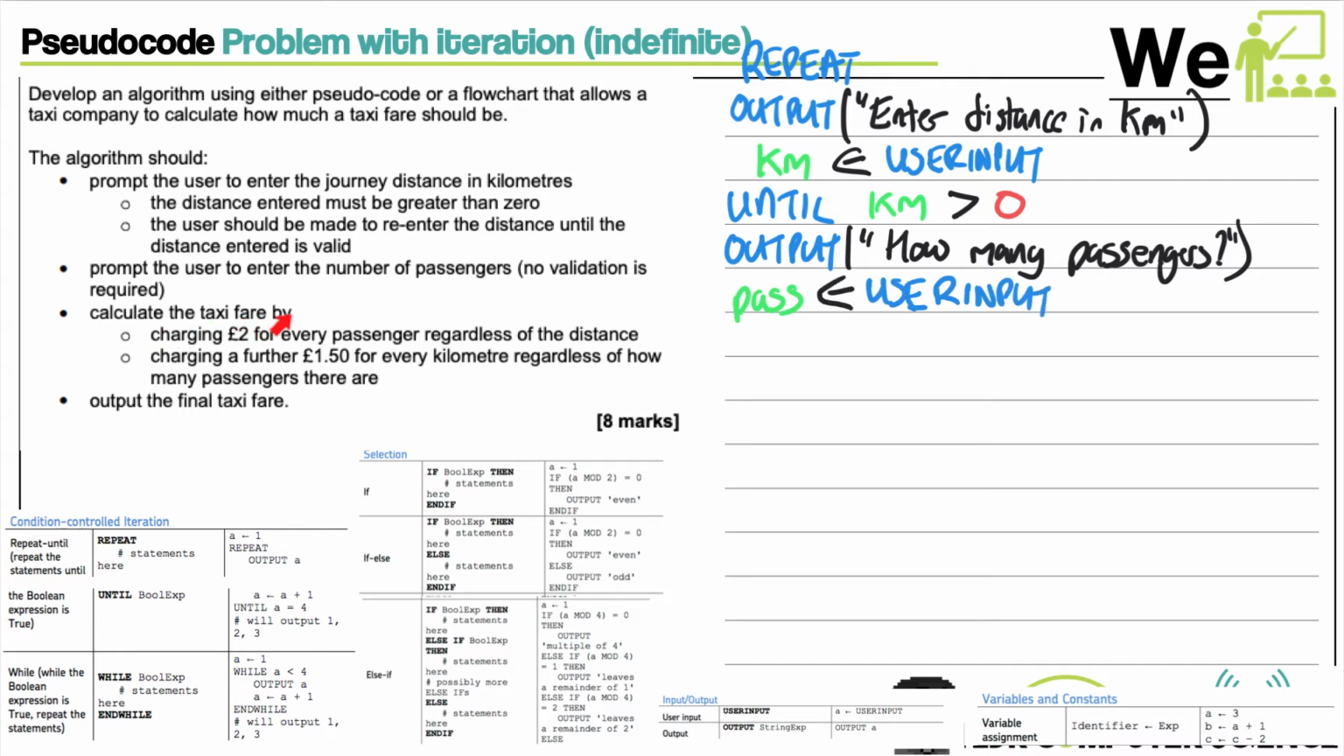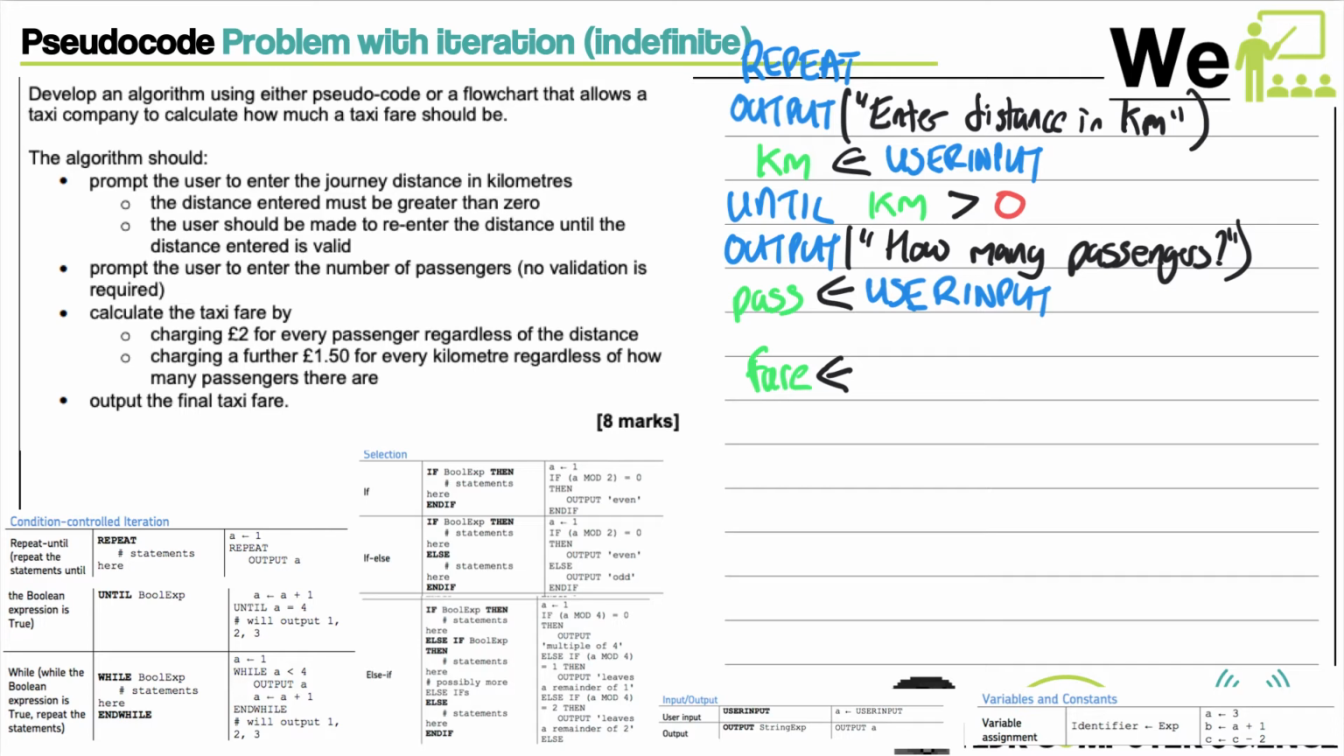Calculate the taxi fare by charging £2 for every passenger regardless of the distance, and charging a further £1.50 for every kilometre regardless of how many passengers there are. Output the final taxi fare. So it's £2 times by pass plus £1.50 times by kilometres. So I'm going to use fare to calculate this whole thing. So fare is going to be assigned £2 for every passenger, regardless of distance.